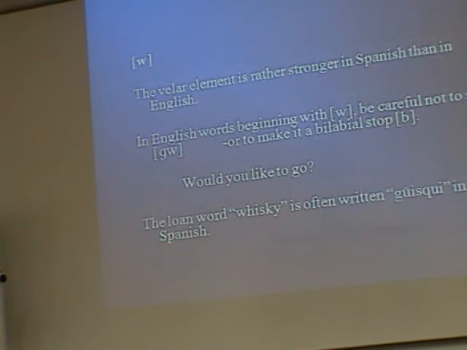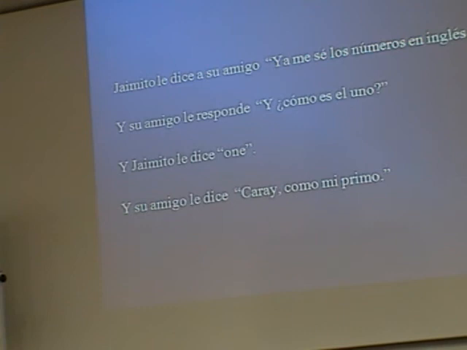Now, I thought it was time we had a little Jaimito joke. Could you read it out for me, please, so that everybody can hear what it sounds like, because not everybody in this room is Spanish.